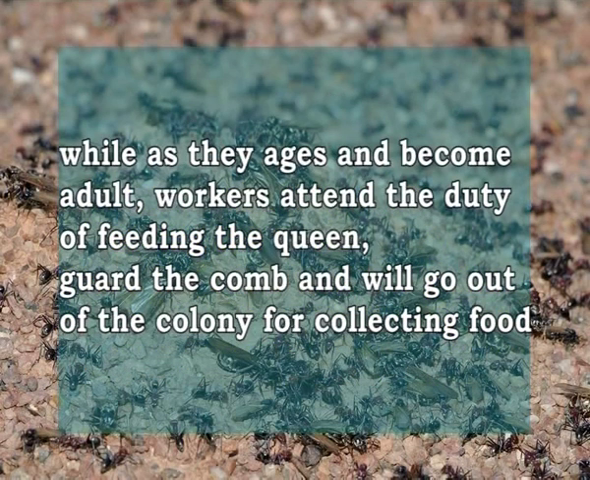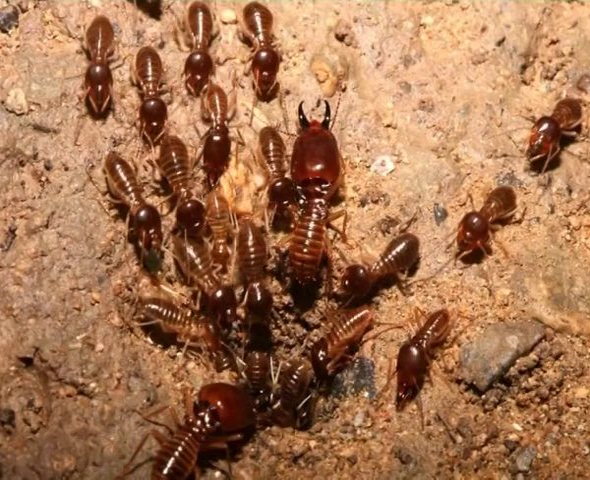While as they age and become adults, workers attend the duty of feeding the queen, guard the comb and go out of the colony for collecting food. However, in some species, for example termites, soldiers, that is sterile males, guard the colony.